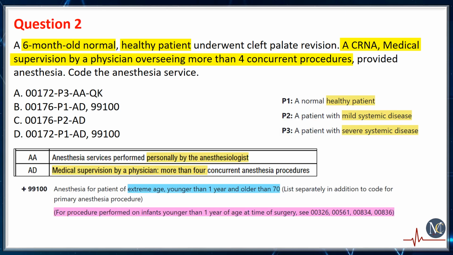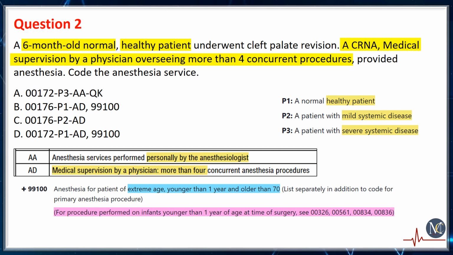In this scenario, we need to verify the correct service code along with the physical status modifier, HCPCS modifier and qualifying circumstance code. First, we will eliminate option A because it has HCPCS modifier AA, which is only used when the anesthesiologist personally performs the anesthesia. We will also eliminate option C because the procedure was done on a healthy patient, and in option C the physical status modifier indicates a patient with mild systemic disease.